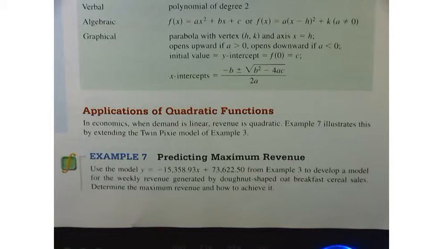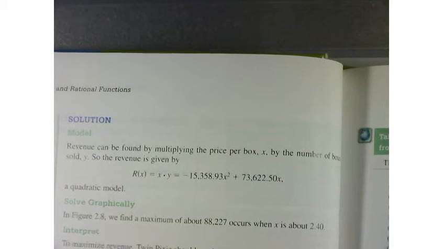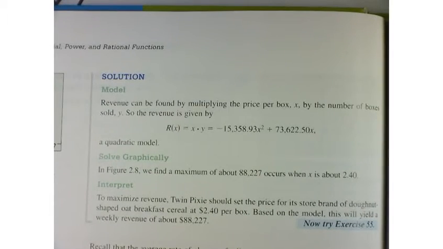They say to use the model y equals negative 15,358.93x plus 73,622.5 from example number 3 to develop a model for a weekly revenue generated by donut-shaped oat breakfast cereal sales. Determine the maximum revenue and how to achieve it. Okay, so we're going to look at the solution, and then I'll write it all down and explain it.